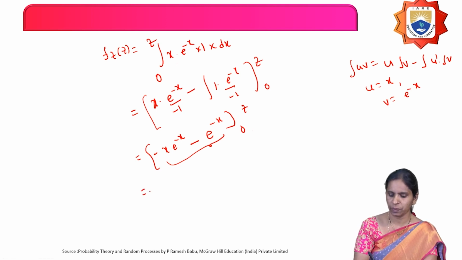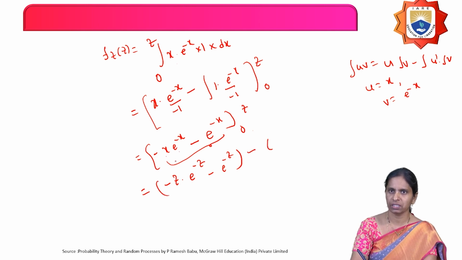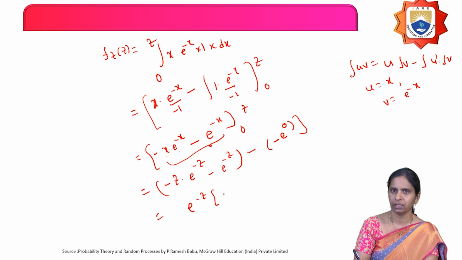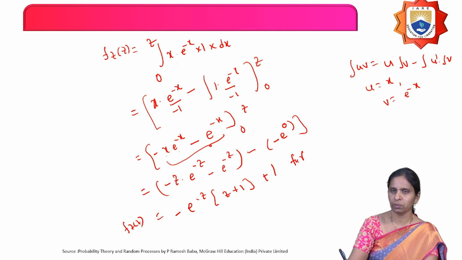Therefore substitute the upper limit: minus z into e power minus z minus e power minus z, minus the lower limit, 0 into e power z, which is nothing but 0, and minus of minus gives plus, so minus e power 0. That equals, taking e power minus z common, minus e power minus z times (z plus 1), and minus of minus is plus. And e power 0 value is 1, so plus 1. This is f of z when z is from 0 to 1.